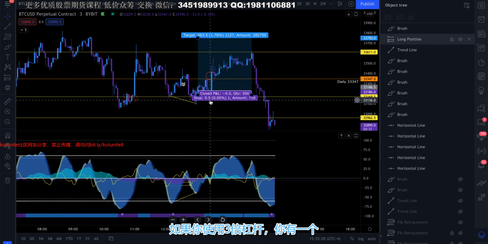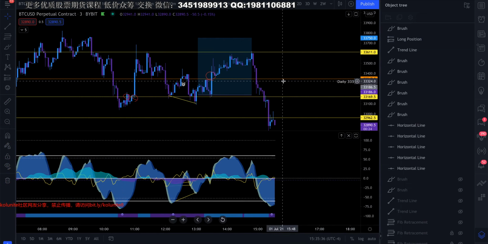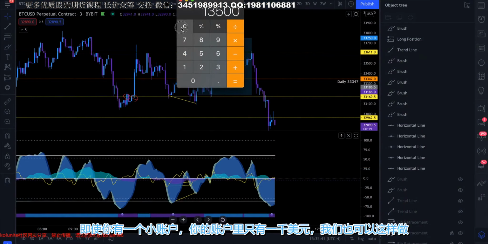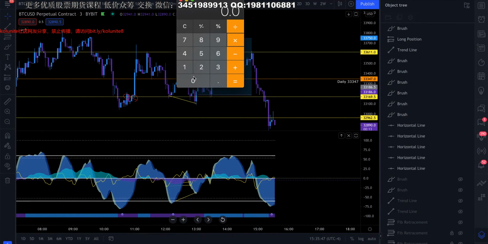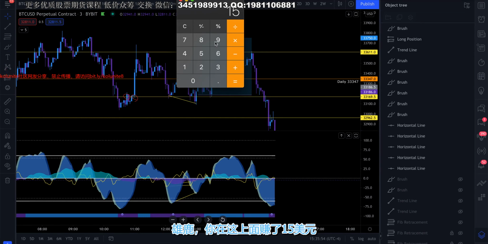If you're using 3x leverage, right, and you have a 0.5% move, that's actually a 1.5% move, okay? So let's do some mathematics here. Even if you have a small account, right, and you just have $1,000 in your account, okay? This is still a 1.5% move. You're making a nice $15 on that, okay? That's not bad. That's really not bad.